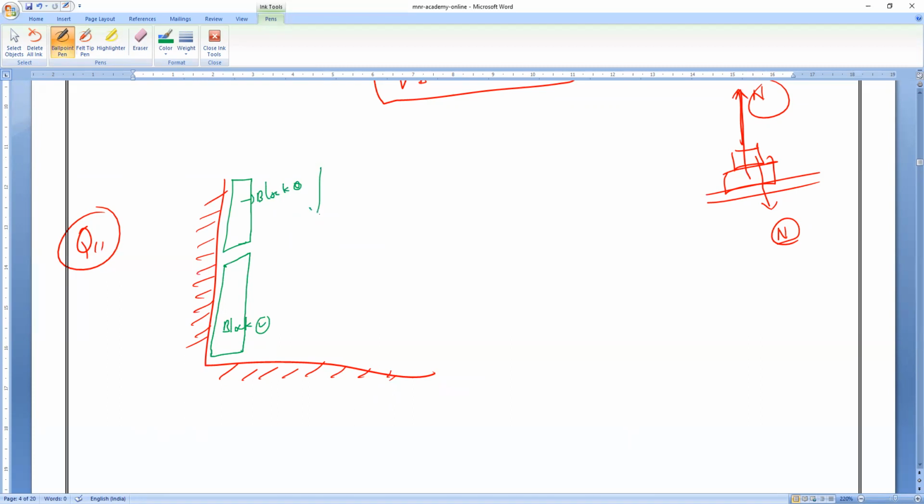Now block 1 is moving with an acceleration of A1, and block 2 is moving with an acceleration of A2. The acceleration A2 is 3√2 meters per second square. Then calculate the acceleration of this one. Block 2 is moving in this direction, and block 1 is coming in the downward direction. Understand? Yes, sir.